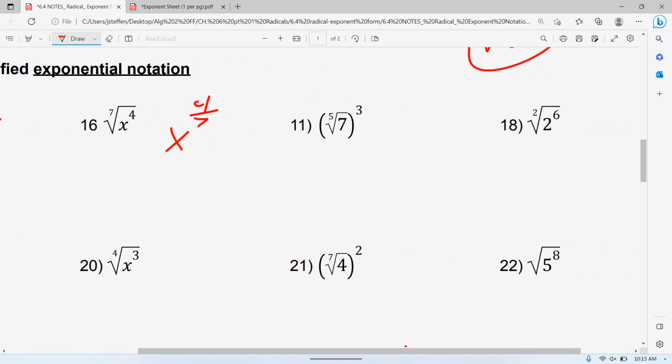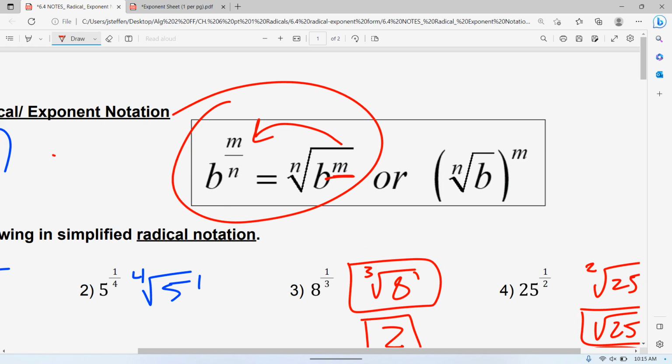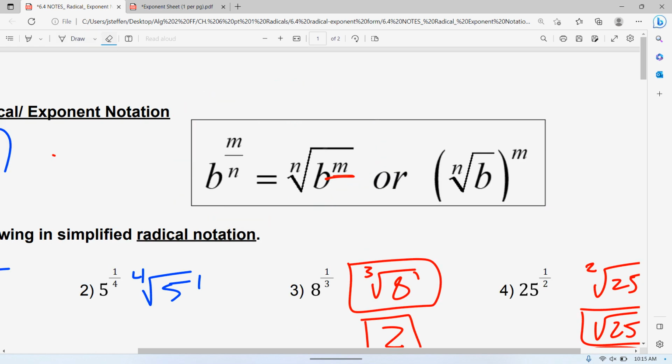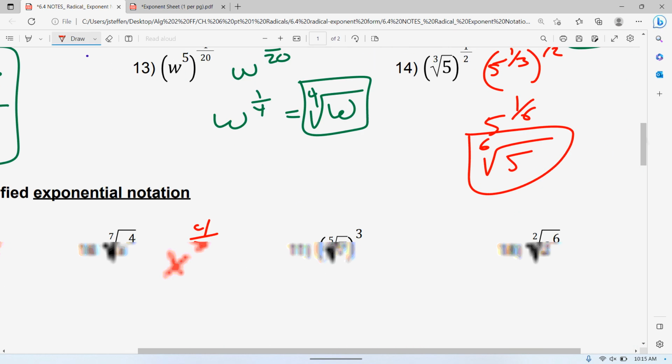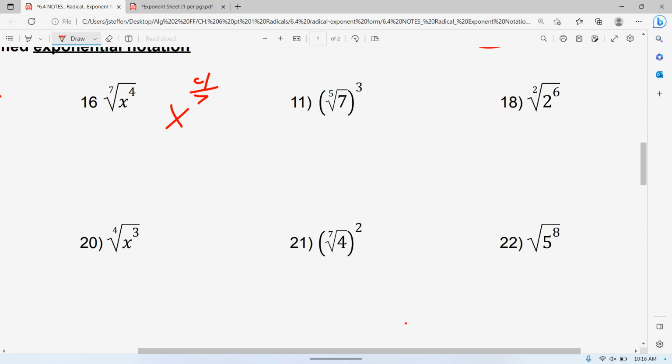Number 11, there's two ways to do this. One way, if you look up at the formula, remember I told you guys earlier that there's two ways to write your radical. You can either have the exponent inside or outside. So if you look at that one, you could just say, okay, my exponent is 3 and my index number is 5, so that's your answer. Obviously, that's the easiest way to do it.